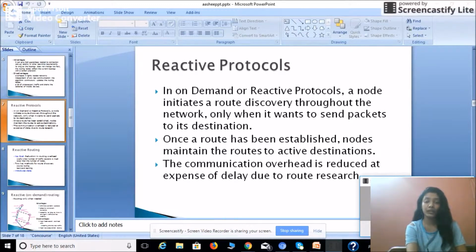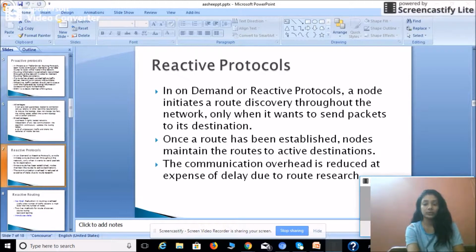Once a route has been established, nodes maintain the routes to active destinations. That means when the route is discovered, the nodes have to maintain those routes to the active destinations which currently need to receive packets.